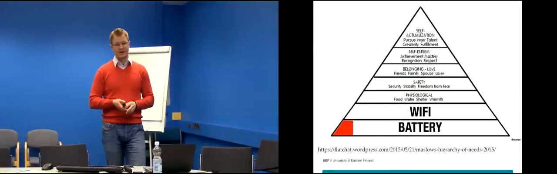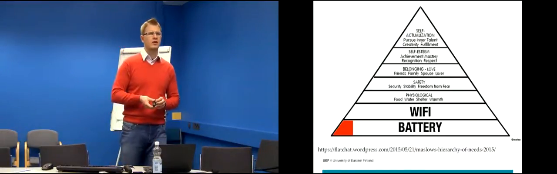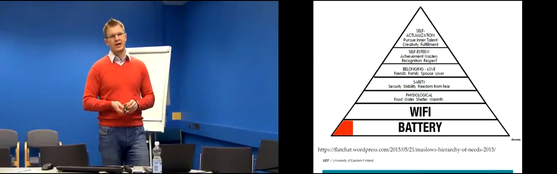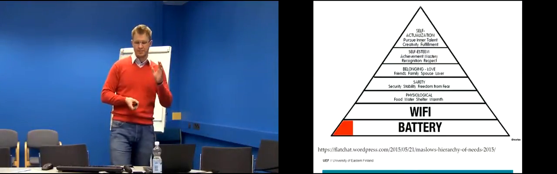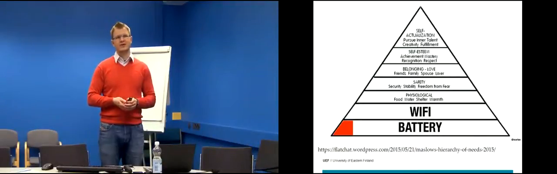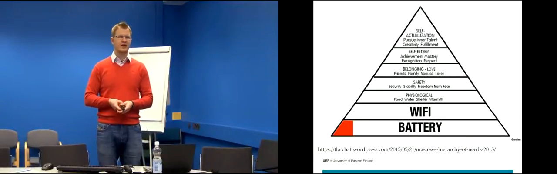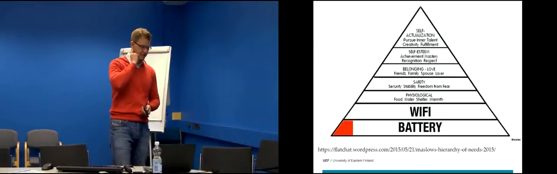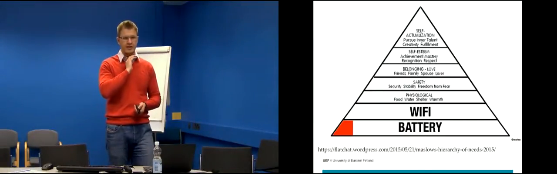We have Maslow's hierarchy of needs, from physiological to safety, belonging, love, self-esteem, and self-actualization. But we have two new levels below even the basic physiological needs, which are Wi-Fi and battery. And if one of these is not available to us, we are going to be really angry.